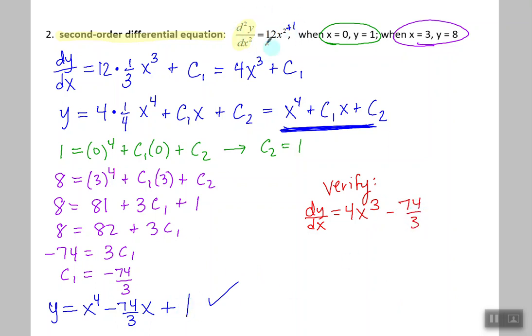Remember, our original differential equation is second order, so we need the second derivative. The derivative of 4x cubed is 12x squared, and the derivative of 74/3 is 0, and this does match our original differential equation. Looks good.